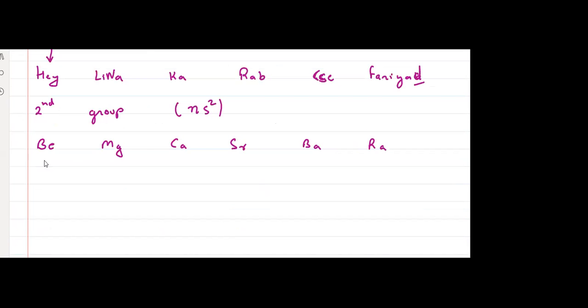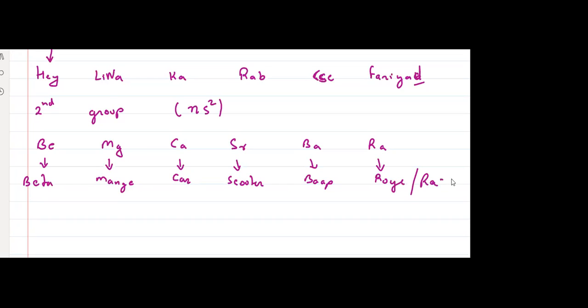So see here, we have two different mnemonics. I will tell you one mnemonic: Beta maange car scooter, baap roye. Okay, this is just a mnemonic, right? Beta maange car scooter, baap roye. Remember whichever you like, okay?